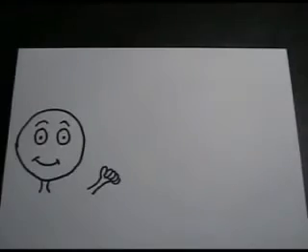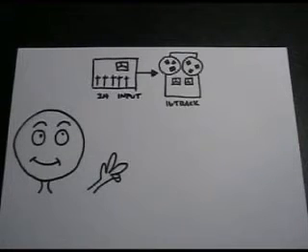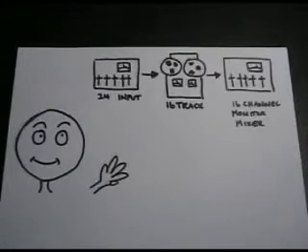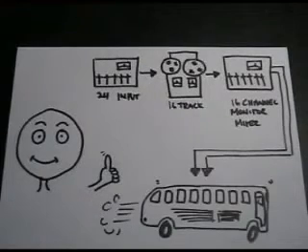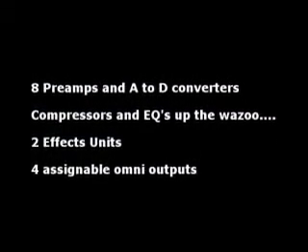So the design architecture of the AW is a 24 input mixer feeding a 16 track hard disk recorder followed by a 16 channel monitor mixer, all feeding a stereo bus. So aside from the 8 preamps and A to D converters, it has compressors and EQs on just about every input and output, 2 complete effects units and 4 assignable Omni outputs.